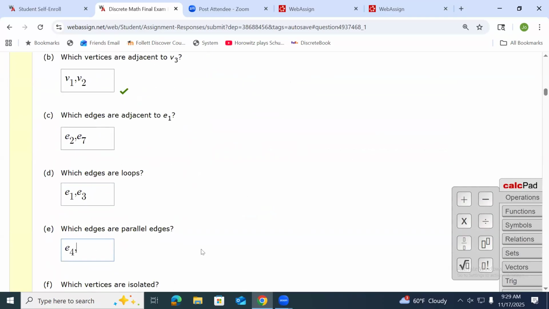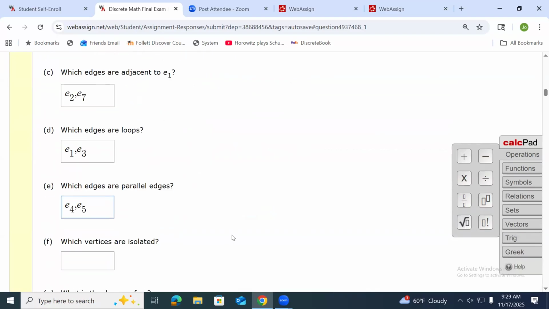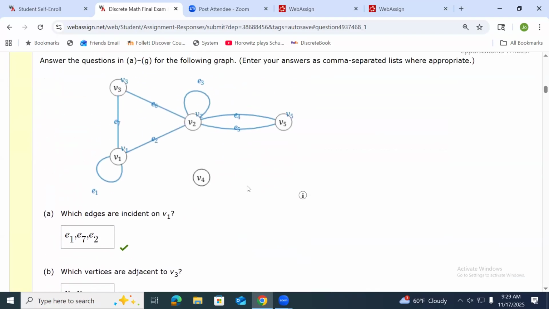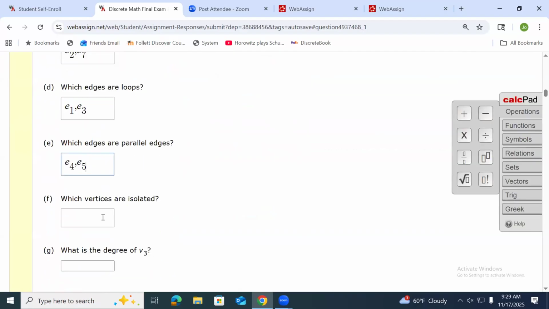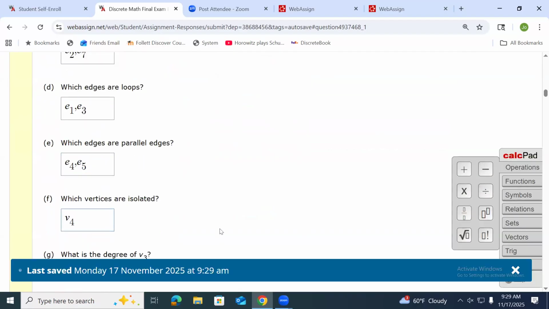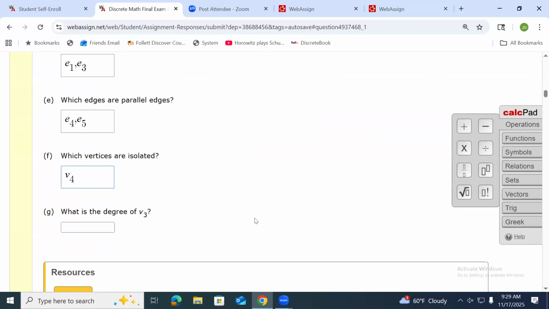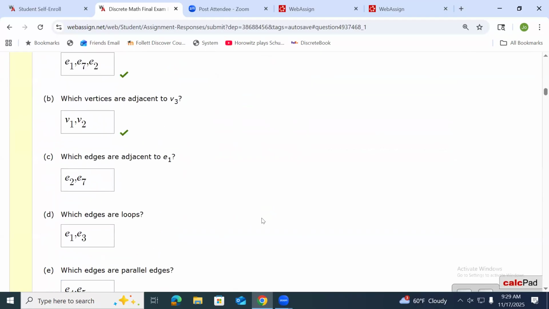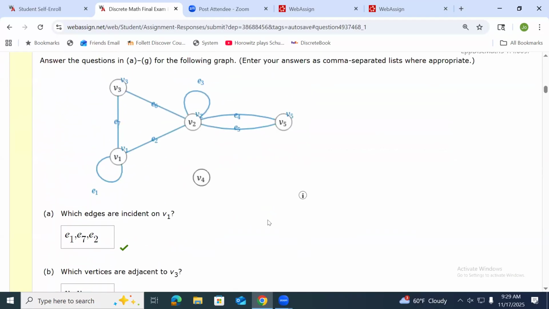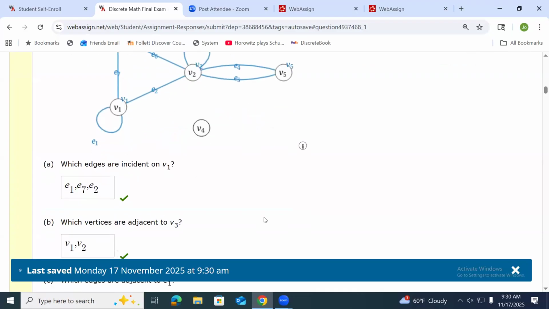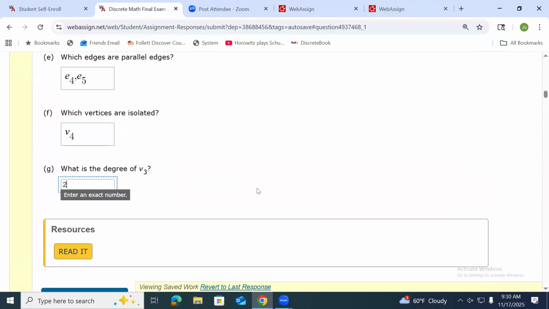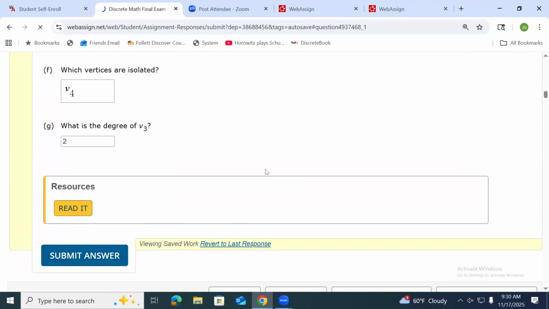Which vertices are isolated? Those are the ones that are not connected. So vertex 4 is isolated. What's the degree of V3? It's how many links are connected to it. So how many links are connected to vertex 3? Vertex 3 has 2. So let's submit those answers.